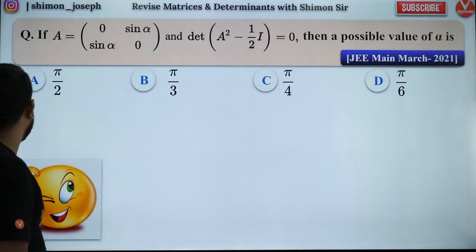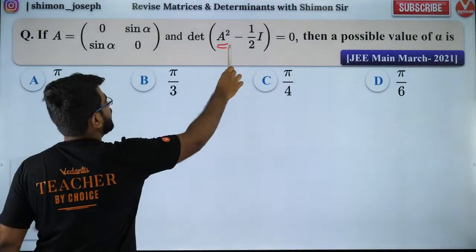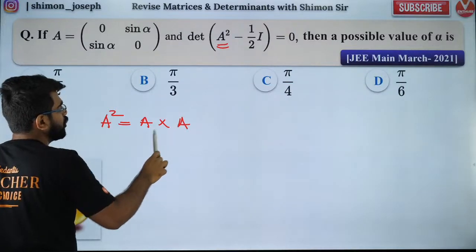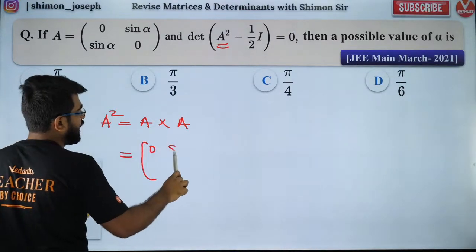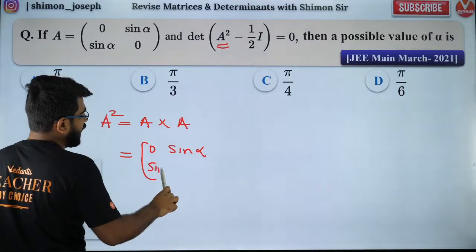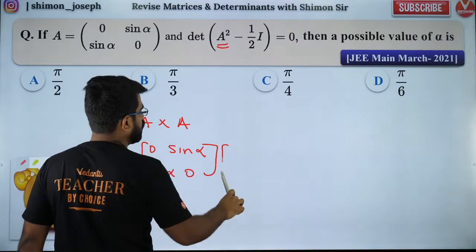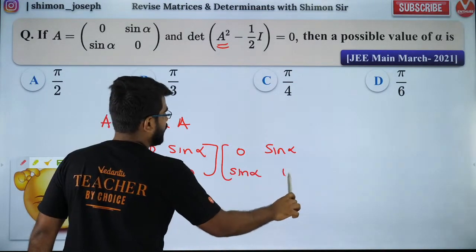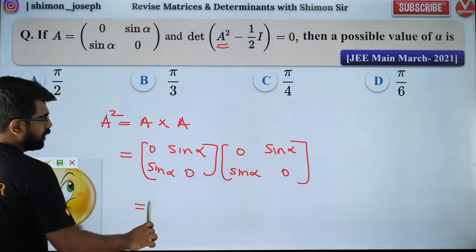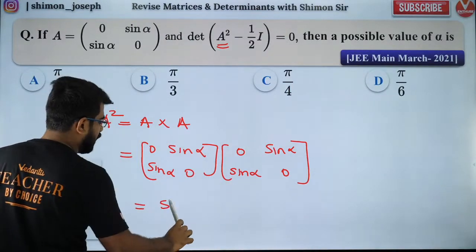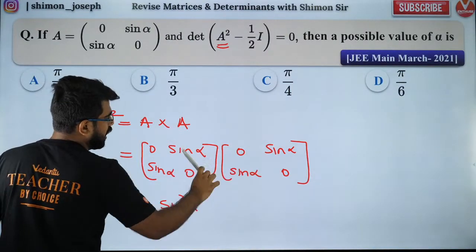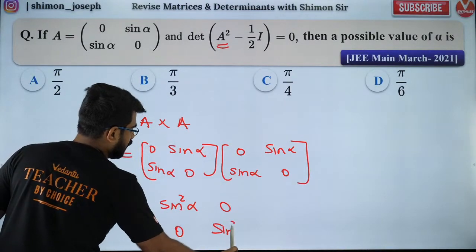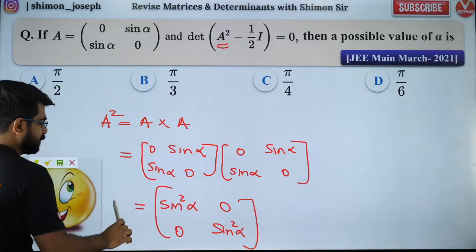So first here what you need to do is you need to find A square. So try to find that out. A square is nothing but A into A. So you need to multiply 0, sine alpha, and then sine alpha, 0. So again you have 0, sine alpha, and then sine alpha, 0. So when you multiply, what do you get? You get 0 into 0 plus sine square alpha, and then 0 into sine alpha plus sine alpha into 0, which is 0. Here you will get sine square alpha. So this is your A square.